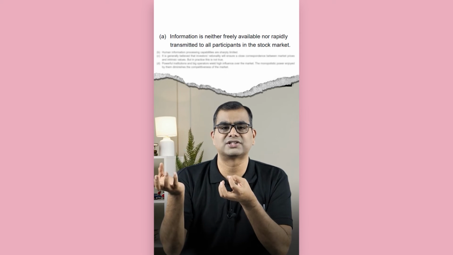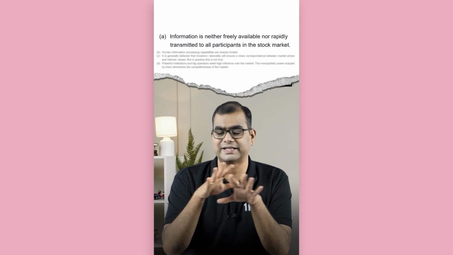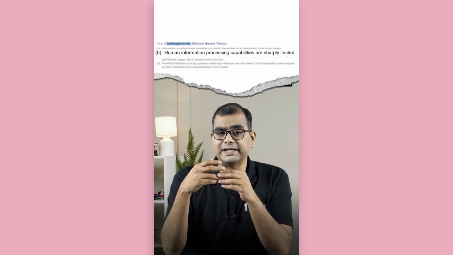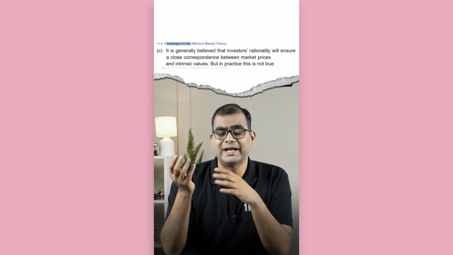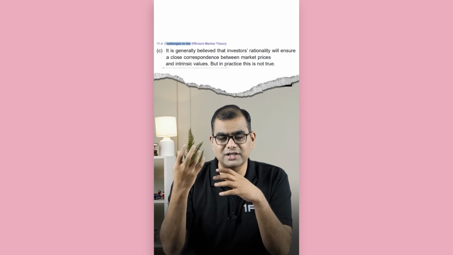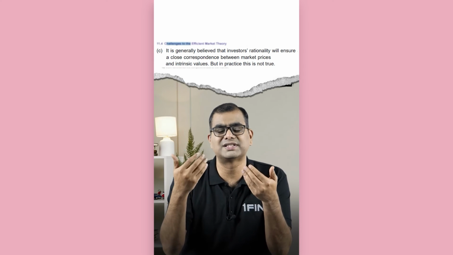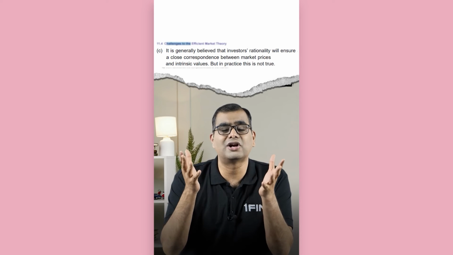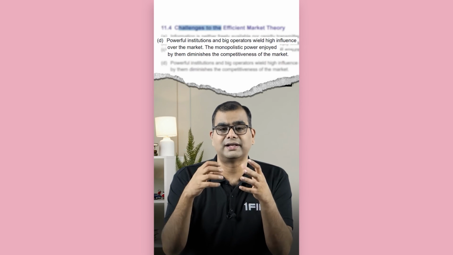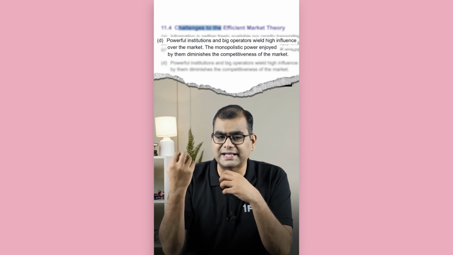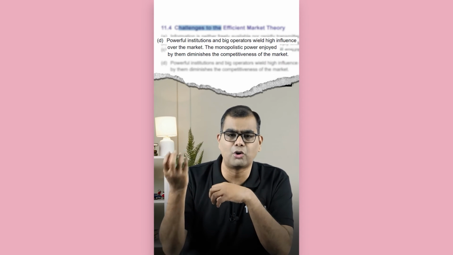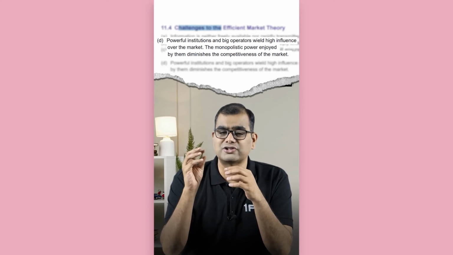Everybody has access to it. Truth cannot be further away from this. In reality, that does not happen. Secondly, human capabilities to process so much information is also very, very limited. Third, it is generally believed that, because investors are rational, at some point the market price will start reflecting intrinsic value, and that does not happen for a variety of reasons. And finally, there are a lot of powerful players, people with access to insider information, large corporates, brokers, or institutions who actually have information which they use to gain to their advantage and which works against the competitive spirit. So this whole efficient market does not exist in the real world.